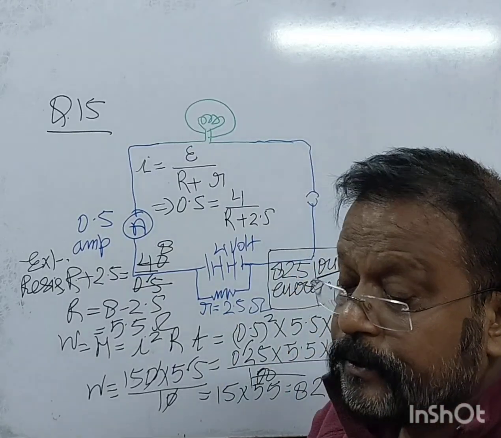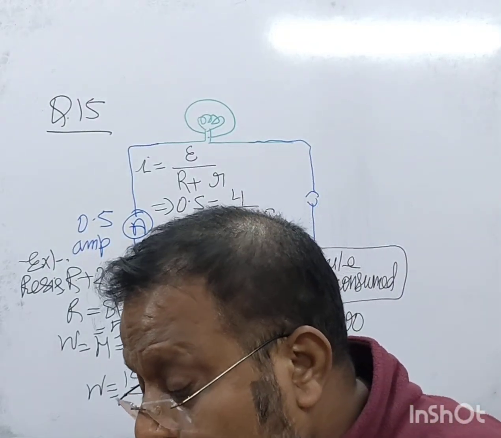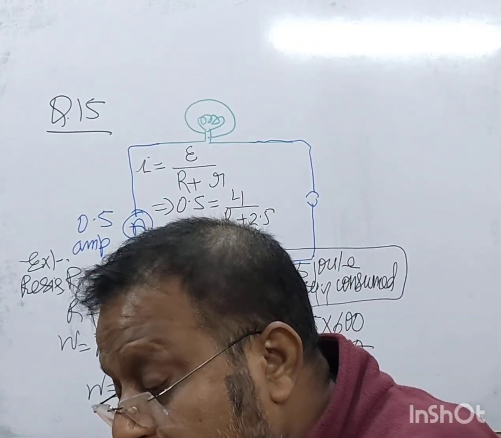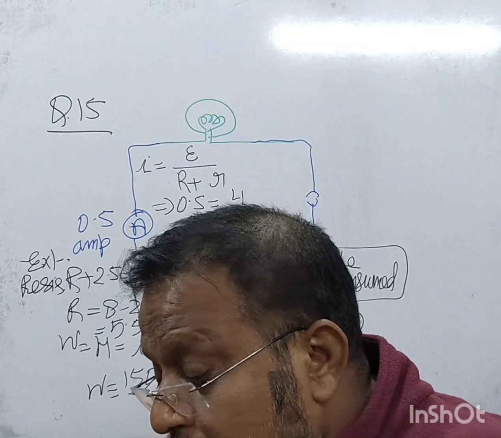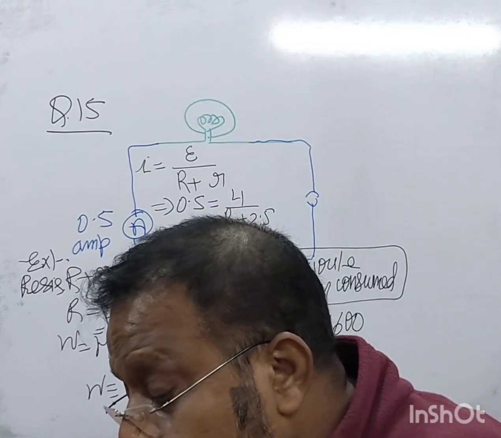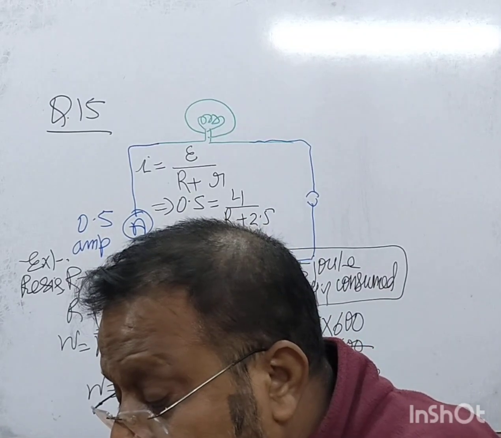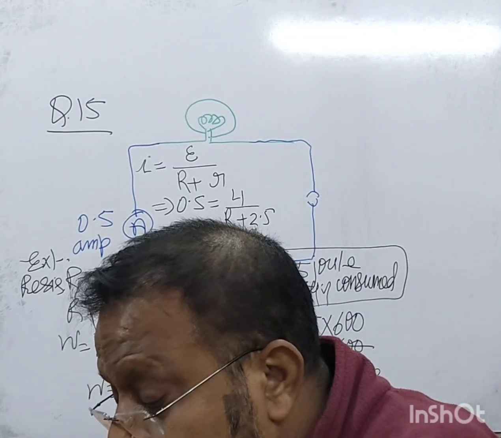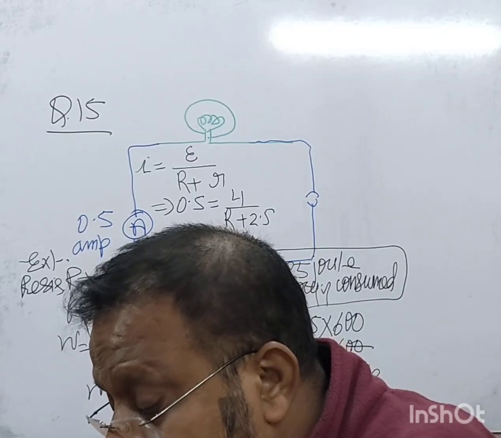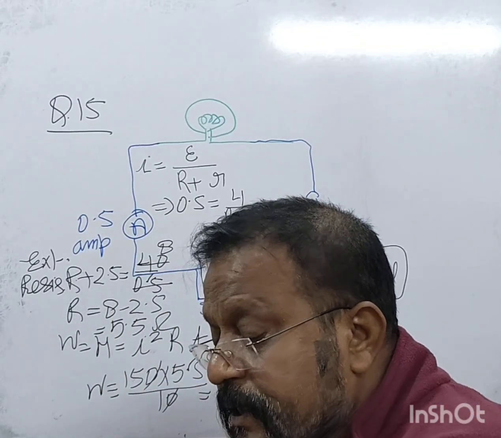What is next? Total energy supplied by the battery in 10 minutes. No, that we have done. The answer for total energy supplied is coming as 1200 joule. You are telling me total energy in 10 minutes, but you calculated the third one, 825 joule. That is the energy dissipated.